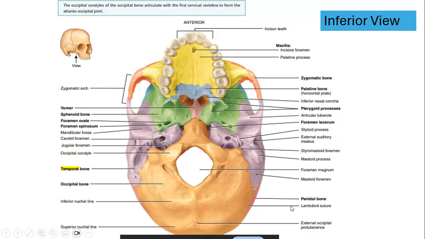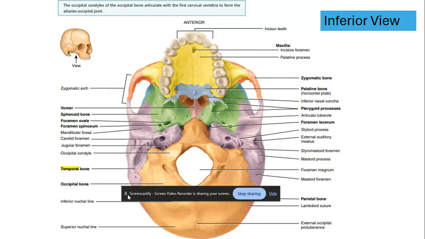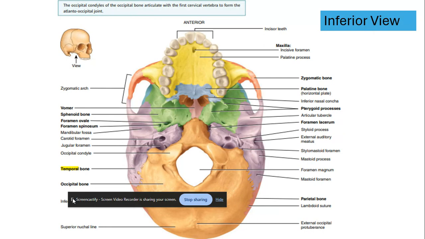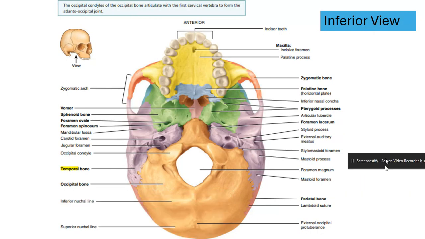Parietal bone, and that's a lambdoid suture. That's external occipital protuberance. That's the inferior nuchal line. Superior nuchal line. Temporal bone. Occipital condyle, jugular foramen. That's a carotid foramen. Mandibular fossa, foramen spinosum, foramen ovale, sphenoid bone, and vomer.